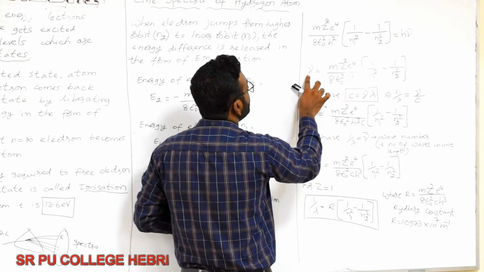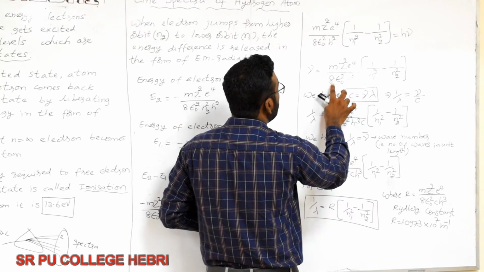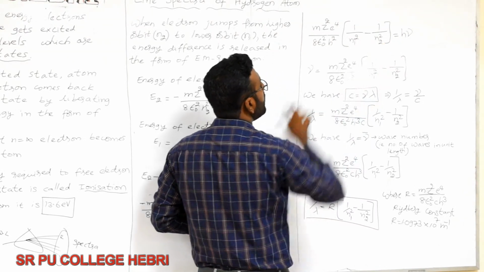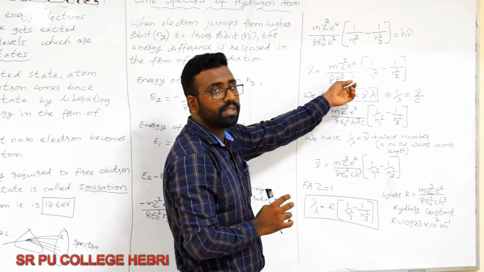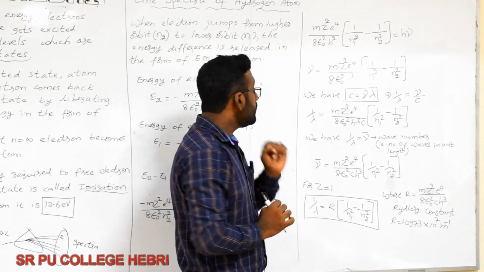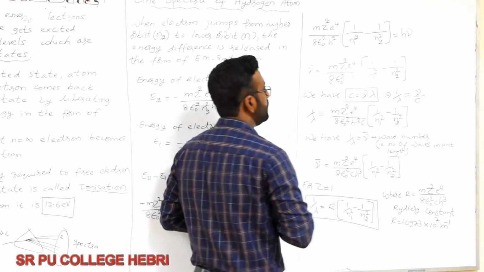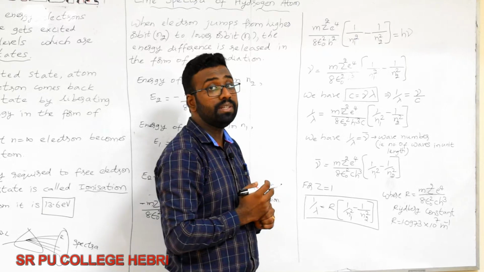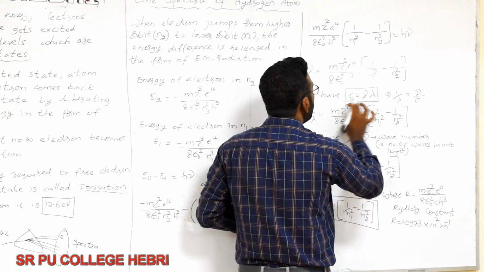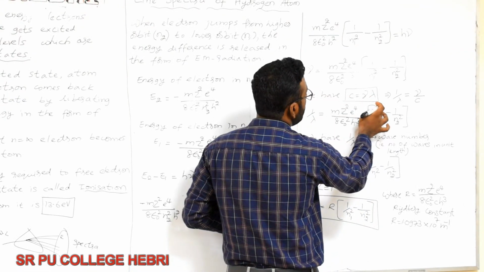Now we can write this equation for nu by taking h to the other side. Nu is equal to m Z square e to the power 4 divided by 8 epsilon naught square h cube, since h from the right hand side is taken to the other side, giving h cube, then the bracket term. Now we have C equal to nu lambda. We have the equation C equal to nu lambda. Then we can write 1 by lambda, taking this C to the other side.